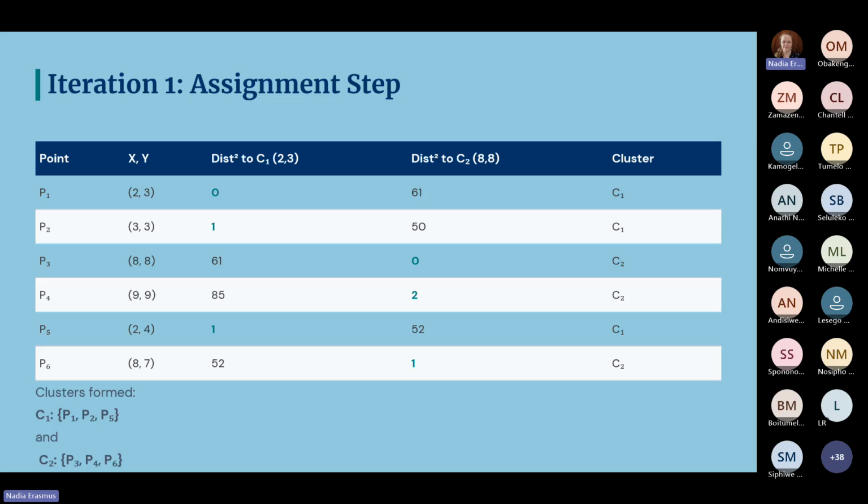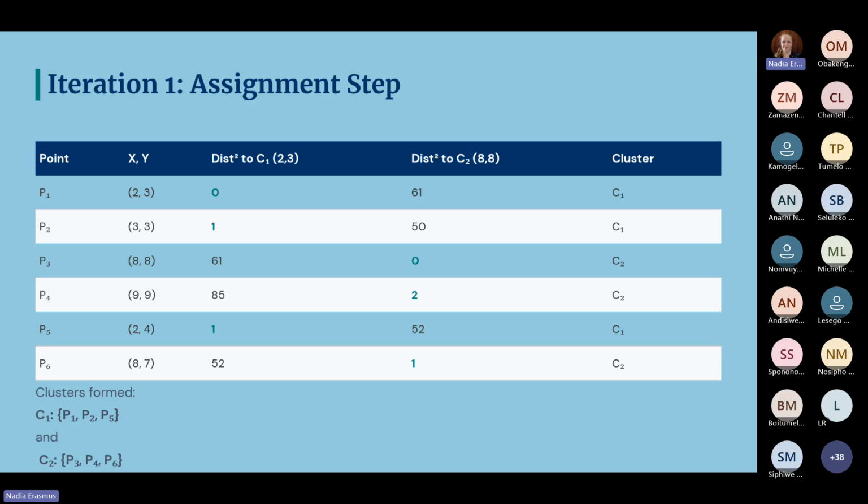Point 3 is far away from centroid 1, but it is on top of centroid 2, so we're going to say it is grouped with centroid 2. Point 4 is far away from centroid 1 and very close to centroid 2, so it's grouped in centroid 2.